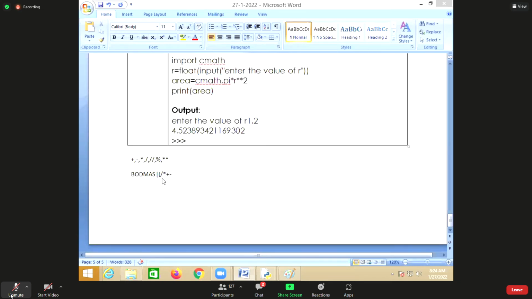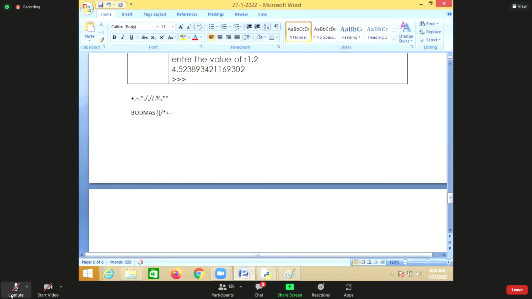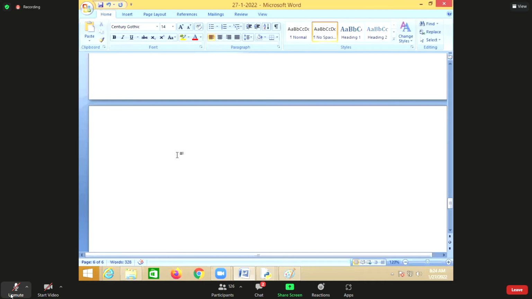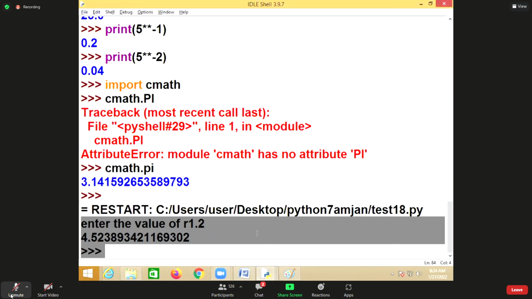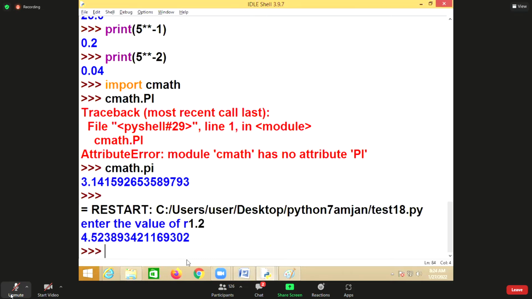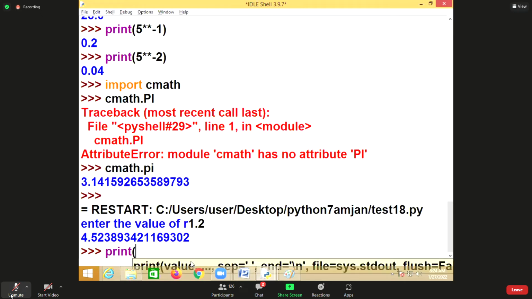Okay, now BODMAS. The evaluation of an expression is always done based on precedence. The evaluation of operators is done based on precedence. Precedence defines which operator should be executed first and which operator is executed next. For example, if I write one expression, I'll give you the example: print 5 plus 2 into 5 minus 2.